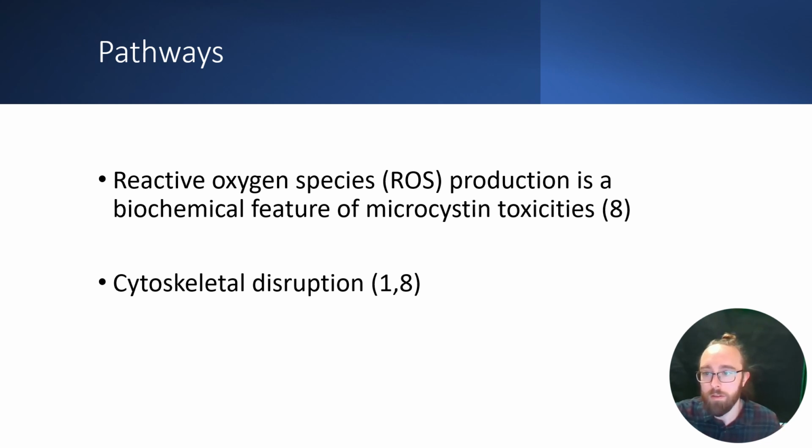Production of reactive oxygen species is a biochemical feature of microcystin toxicity. It's been observed in several in vivo studies in mice and rat liver, heart, and reproductive systems, and in vitro systems like human hepatoma cell line HepG2, fish cell lines RTG2 and PLHC1, lymphocytes, and human erythrocytes.